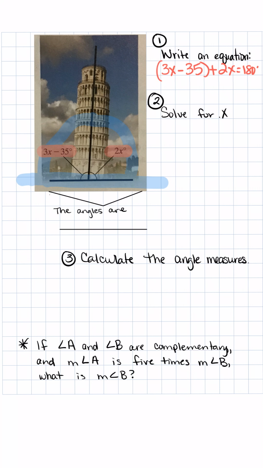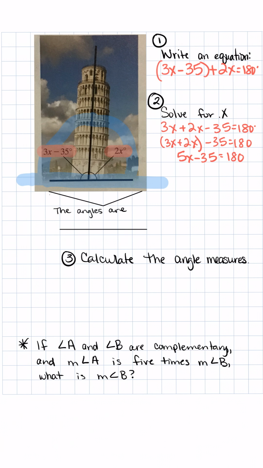If we solve for x, we can use the commutative property. In the commutative property, we can switch things around. So let's do 3x plus 2x minus 35 equals 180. And then let's use the associative property. Let's put 3x plus 2x, associate those two together, minus 35 equals 180. Combine like terms, that's going to be 5x minus 35 equals 180.